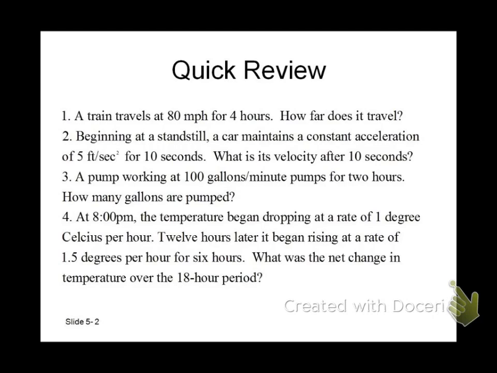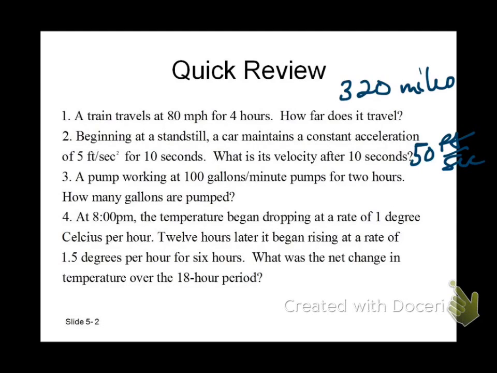Alright, let's take a look at the answers here. For number 1, a train traveling 80 miles per hour for 4 hours will travel a total distance of 320 miles. Number 2, beginning at a standstill, a car maintains a constant acceleration of 5 feet per second squared for 10 seconds. This velocity, after 10 seconds, will now be 50 feet per second.